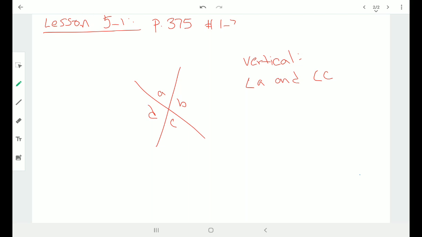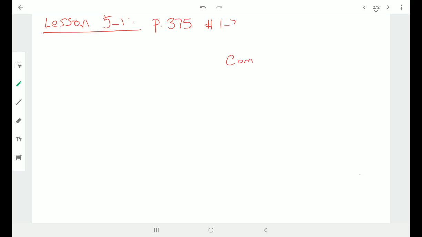Okay, and the last one we need to consider, the last kind of idea, is the angle measures and what they can make. What we have is a complementary and supplementary.